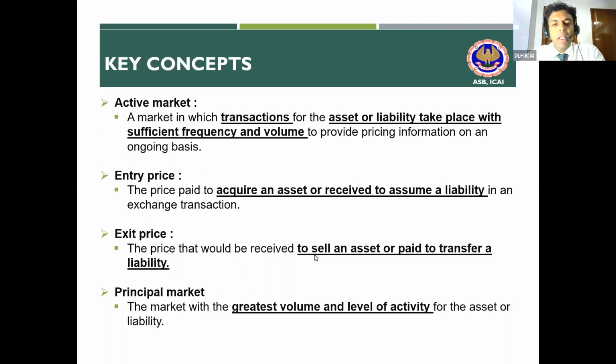Right guys, then we have the principal market. What is the principal market? The market with the greatest volume and level of activity for the asset or the liability. So let's say there is NSE and BSE, right? And I need to compute the value of the equity shares of a listed company. So should I go with the NSE or the BSE? It says I need to consider the principal market. So what is the principal market in that case? The principal market is the market having the greatest volume and level of activity. So I need to evaluate which market has the greatest volume and level of activity. On the basis of that, I first need to consider which is the principal market for computing the fair valuation of that listed company.